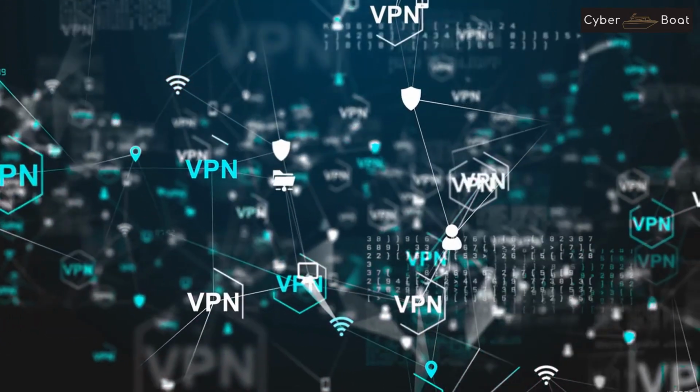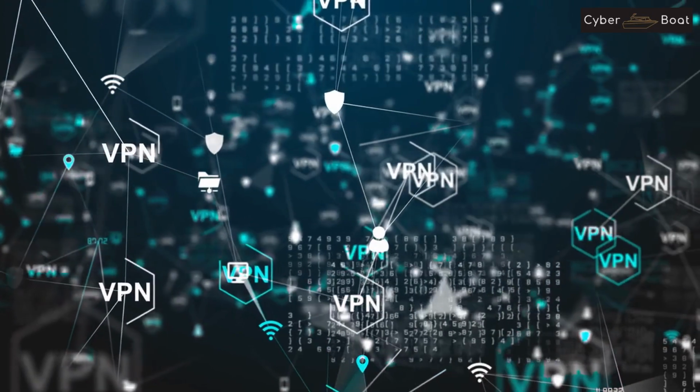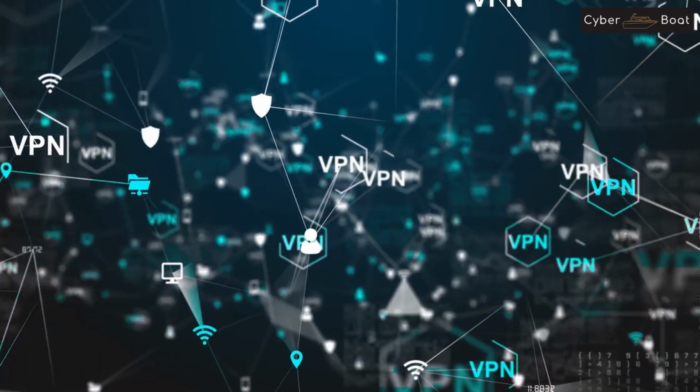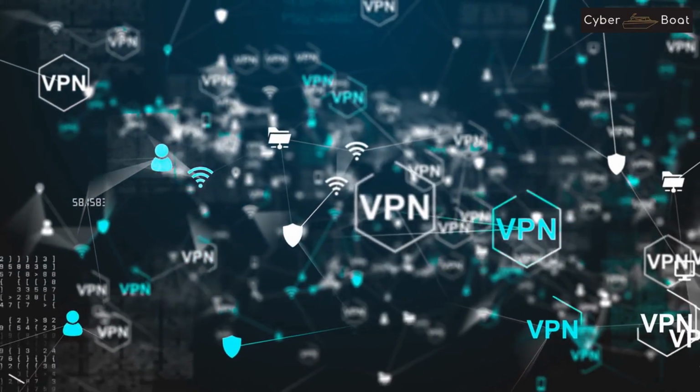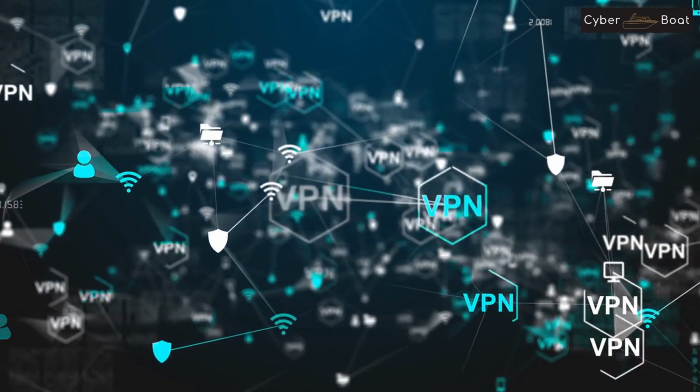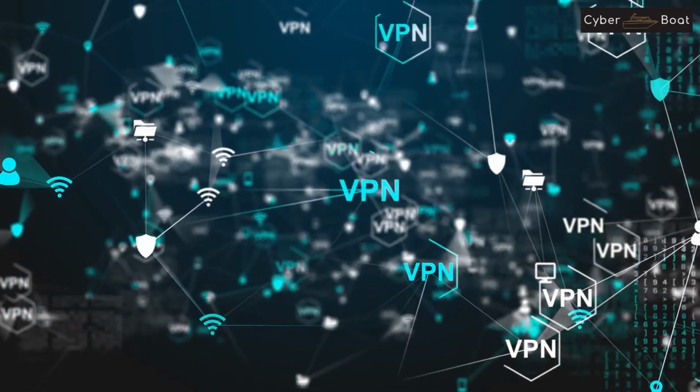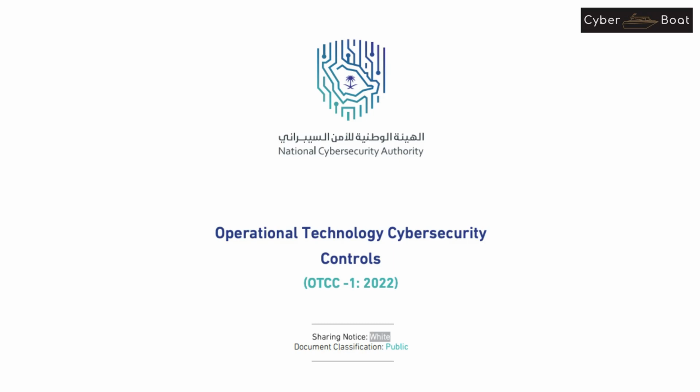This can be done by using virtual private network, VPN, and remote access solutions that provide secure access to the ICS/OT network, while also ensuring that the mobile devices are not able to access the control systems directly. In Saudi Arabia, it's important to note that the National Cybersecurity Authority, NCA, has issued the OTCC for Operational Technology Cybersecurity Controls that specifically address the security controls for ICS/OT systems, which companies are required to follow to ensure the security of these systems.